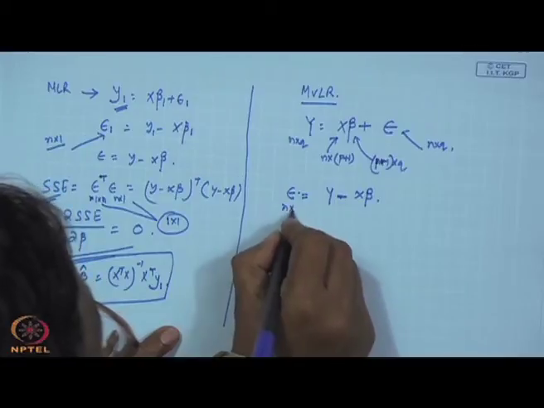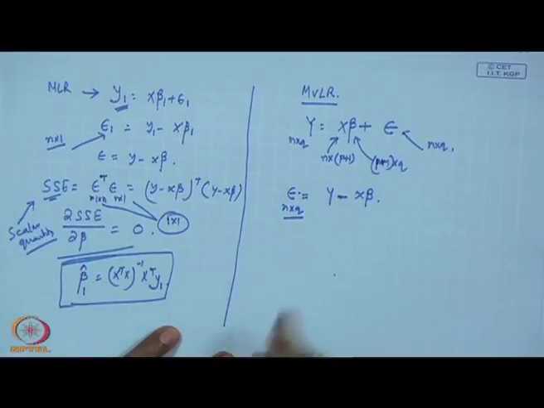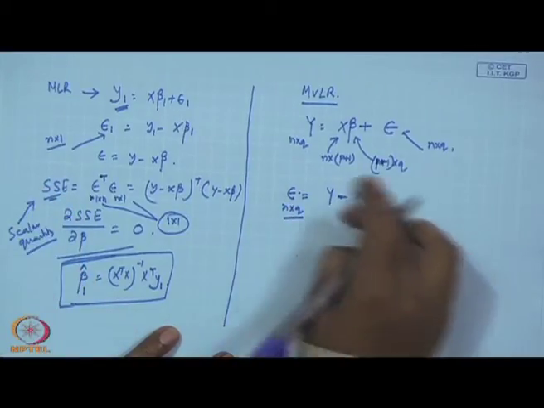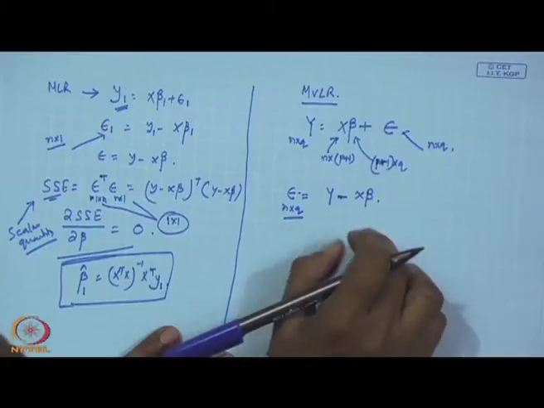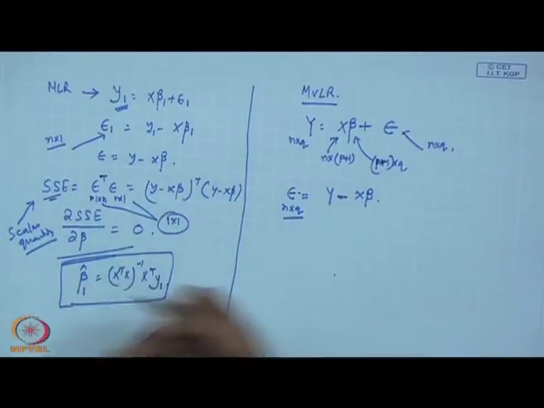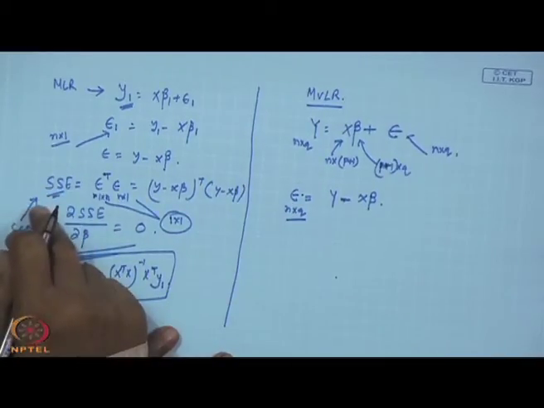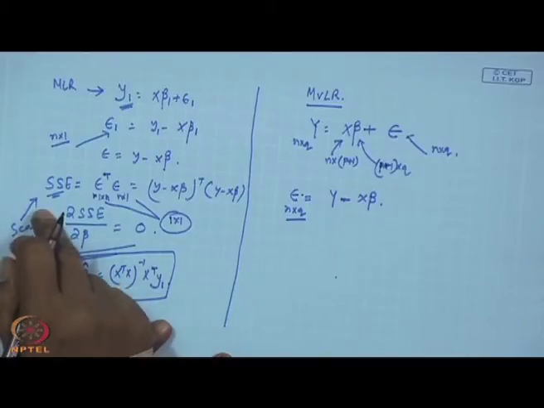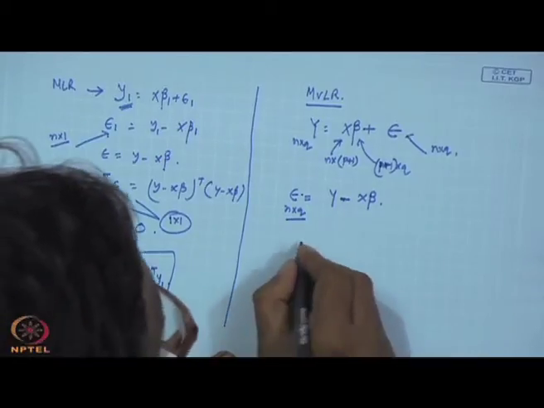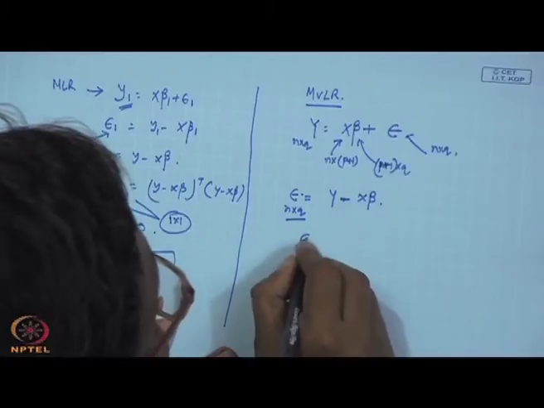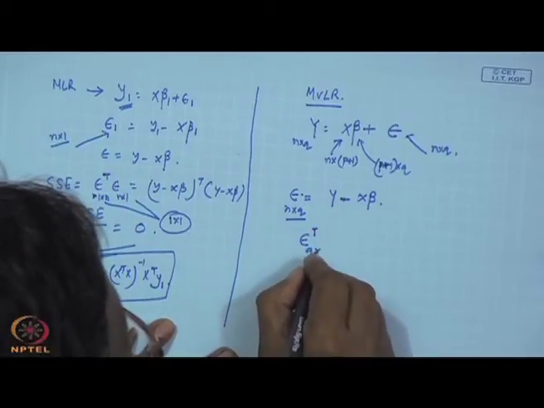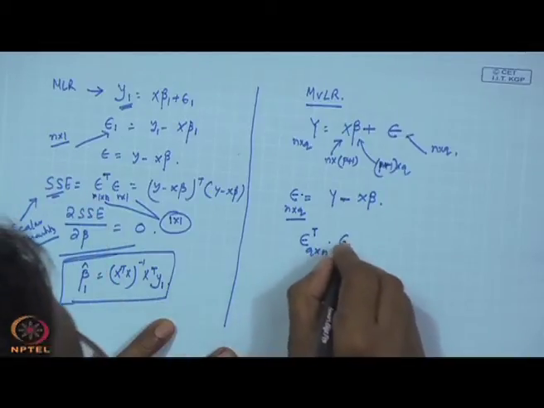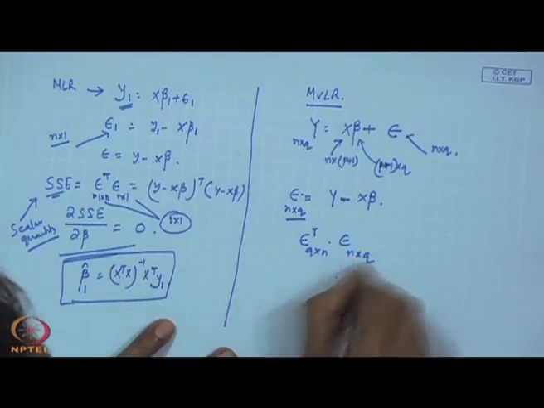So, error is n cross q. In the same sense, y minus x beta is also n cross q. Now, we want to find the sum of squared errors, like in MLR, that is to be minimized. So, if I do this, epsilon transpose will be q cross n, multiplied by epsilon, which is n cross q.